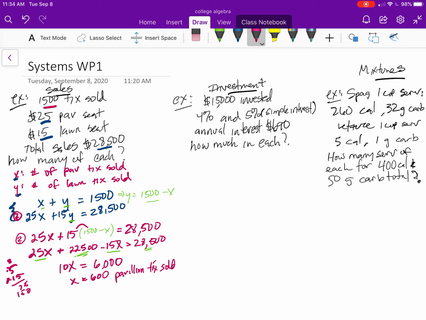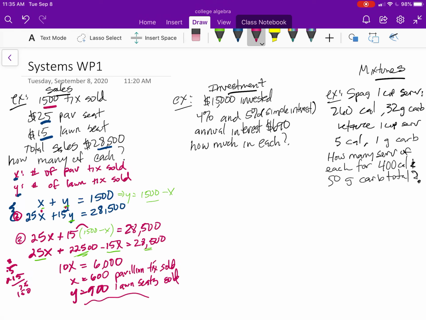Okay, and because x plus y equals 1500, we could just do that in our head, right? That leaves 900. Since 1500 tickets were sold, 600 pavilion tickets and 900 lawn seats. And preferably, actually write this up in a sentence, but to save a little bit of time in the video, I don't want to make it too long. I'm going to leave it at that. Okay, we know how many of each ticket were sold.